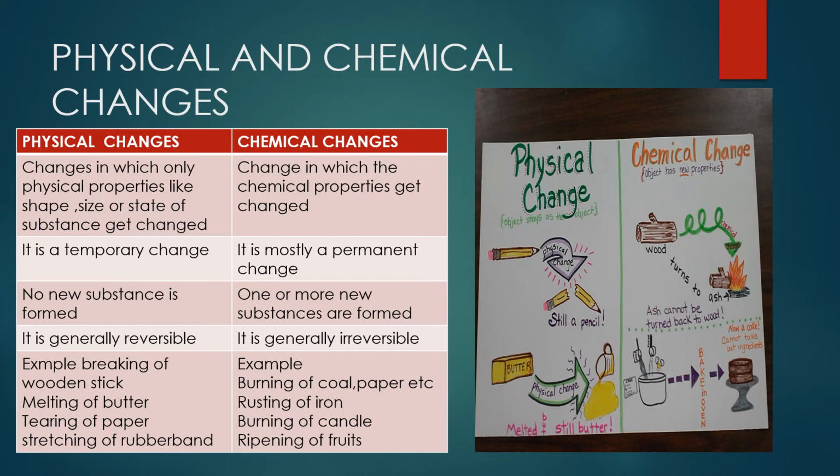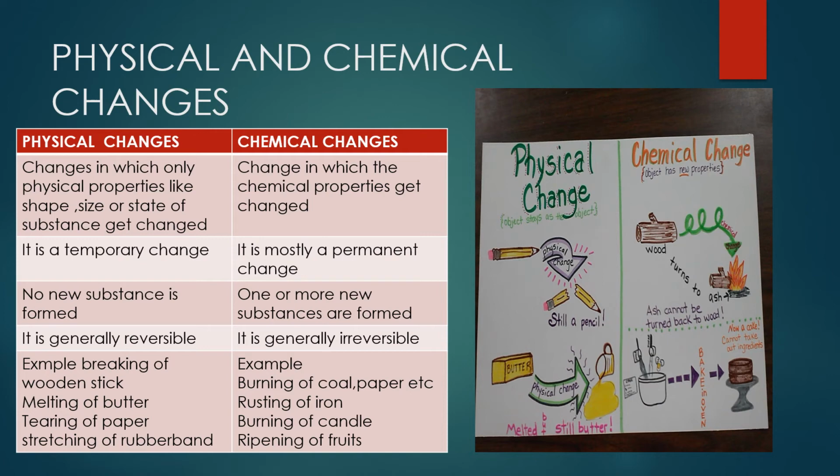Then in chemical change, one or more new substances are formed. For example, if you burn something, carbon dioxide and water are formed. Two new substances are formed and it is generally irreversible. Examples are burning of coal or paper. When you burn coal, you will get carbon dioxide, smoke and water vapor, but you cannot get the coal back from all these things. Rusting of iron: if iron gets rusted, you cannot get back the original iron.